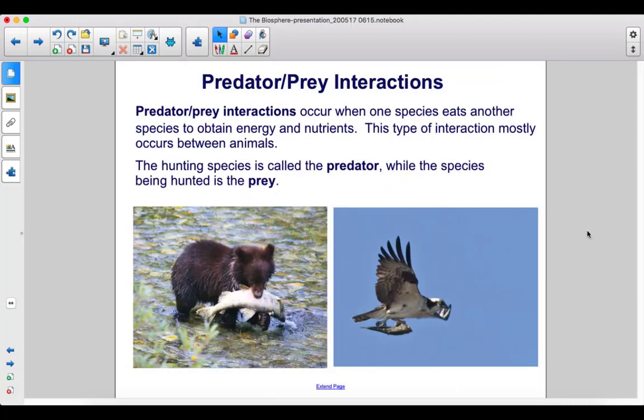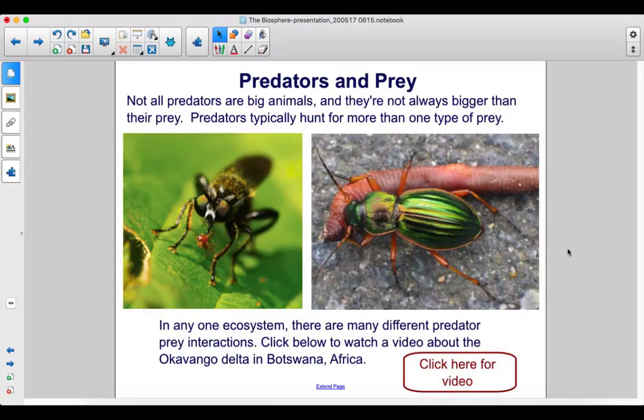Predator-prey interactions occur when one species eats another species to obtain energy and nutrients. This type of interaction mostly occurs between animals. The hunting species is called the predator, while the species being hunted is the prey. Not all predators are big animals, and they're not always bigger than their prey. Predators typically hunt for more than one type of prey. In any one ecosystem, there are many different predator-prey interactions. Click below to watch a video about the Okavango Delta in Botswana, Africa.